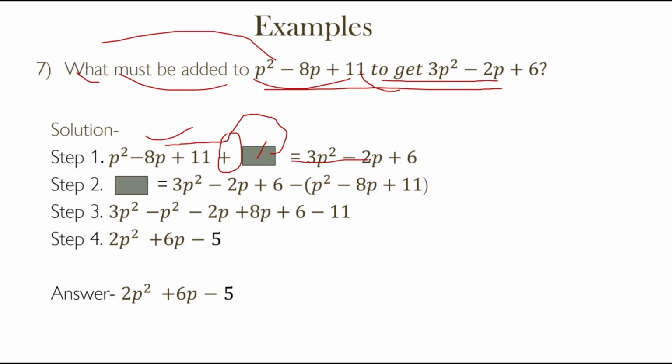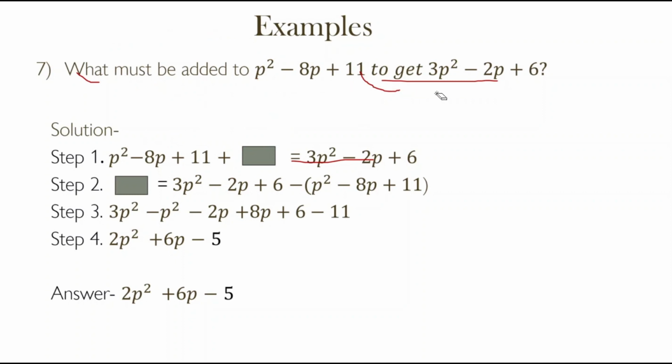So it means equal to 3p square minus 2p plus 6, right? I am repeating, what must be added to this to get 3p square minus 2p plus 6. So I assume that this algebraic expression in the blank box needs to be added to the given algebraic expression to get 3p square minus 2p plus 6. As we did in the previous question, whatever missing thing is there, that needs to have a positive sign, which is already there. So I need not change the side of this blank box, right? It is correct on the left side.